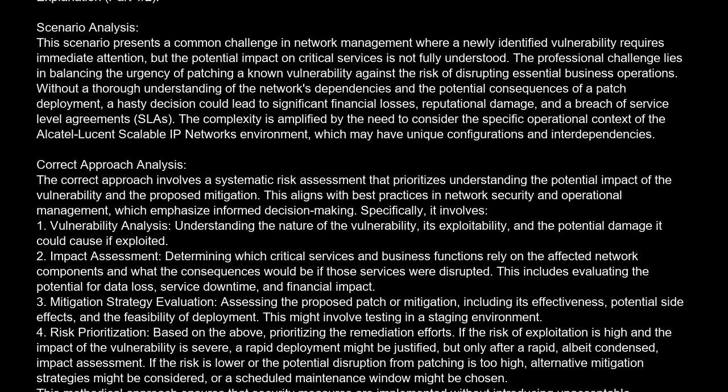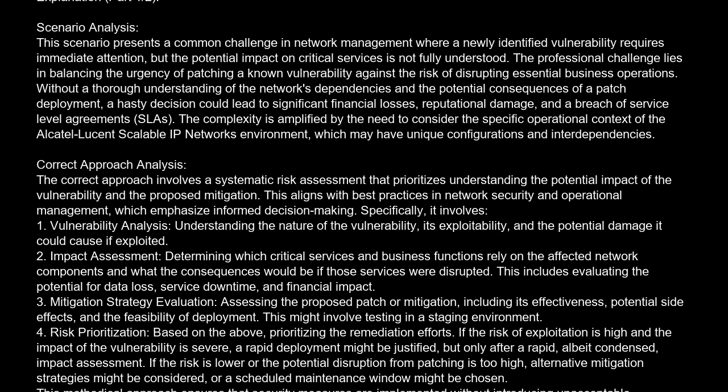Correct answer is B. Immediately deploy the patch to all affected network components to eliminate the security risk. Explanation. Scenario analysis. This scenario presents a common challenge in network management where a newly identified vulnerability requires immediate attention, but the potential impact on critical services is not fully understood.